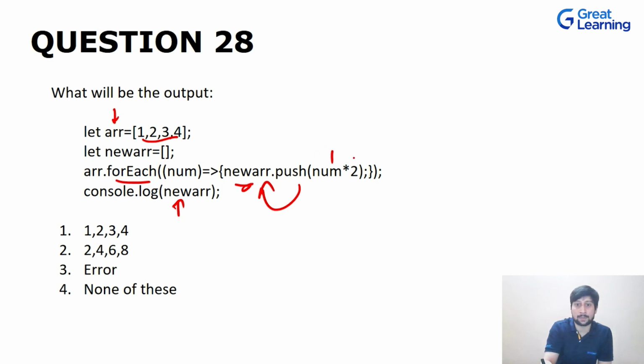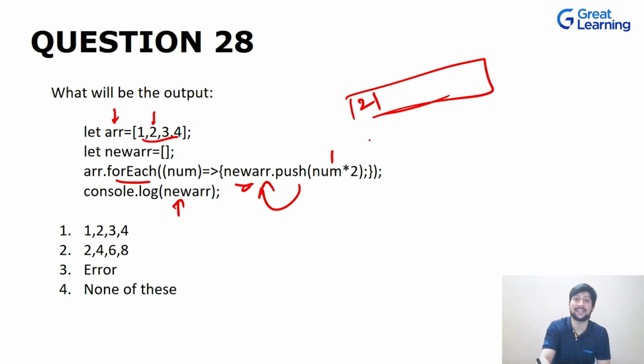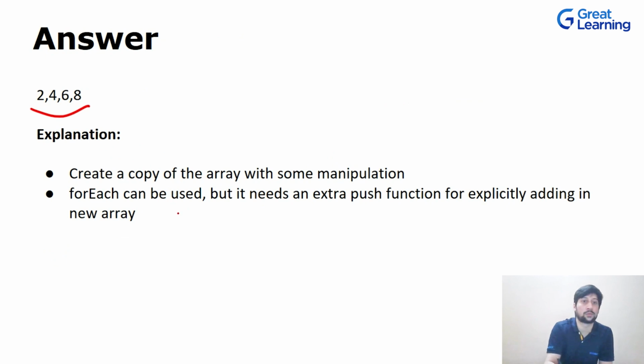So 1 will be multiplied with 2 and it will be pushed in the array. So it will be 2 because 1 multiplied by 2 is 2. Then the next element is there, 2 multiplied by 2 is 4. We are pushing it. Pushing means inserting the element in the array at the end. So at the end is 4. Again 3 and 2, that is 6, pushing it in the array. 4 and 2, 8, pushing it in the array. So output will be 2, 4, 6, 8.